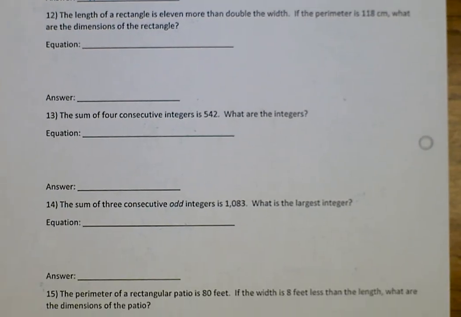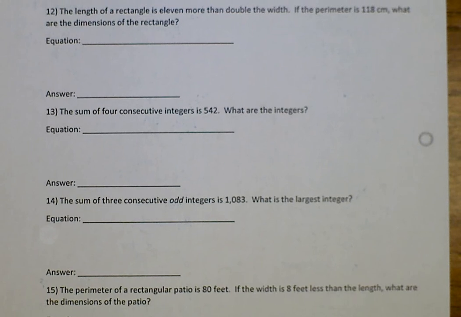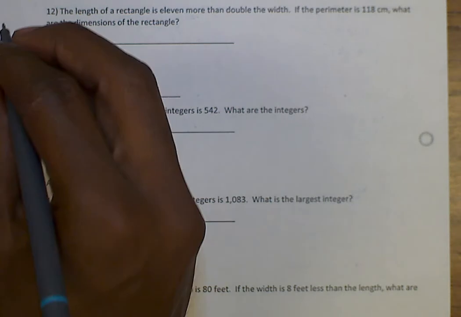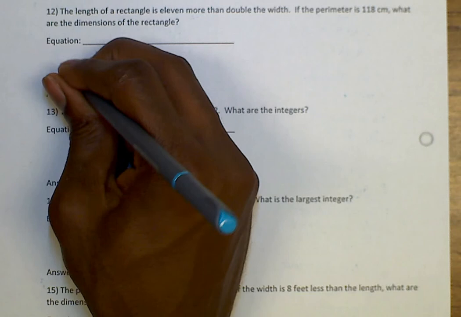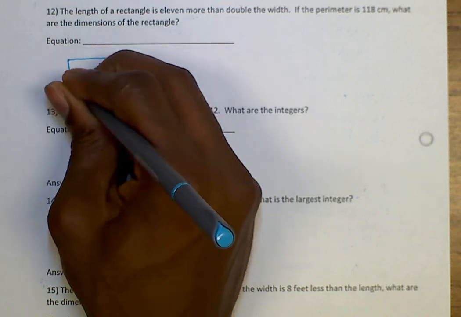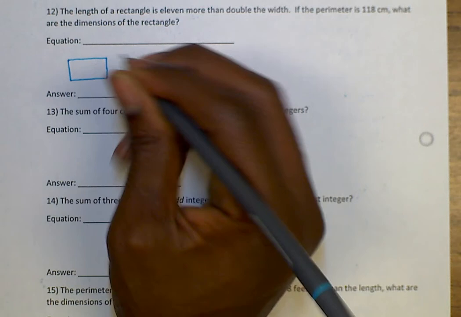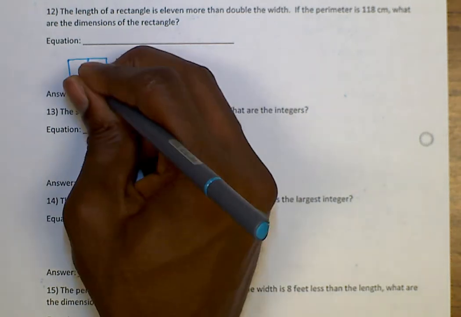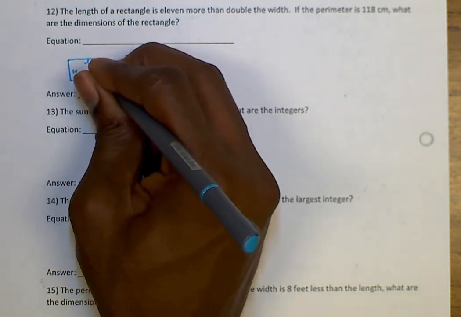All right, number 12 says the length of a rectangle is 11 more than double the width. If the perimeter is 118, what are the dimensions of the rectangle? Okay, rectangle problem. Anytime you're given a shape, rectangle, triangle, whatever, if you can replicate it, do that. It doesn't matter really the measurements, just drawing a rectangle. So with the rectangle, I like to just label these insides as length and width.